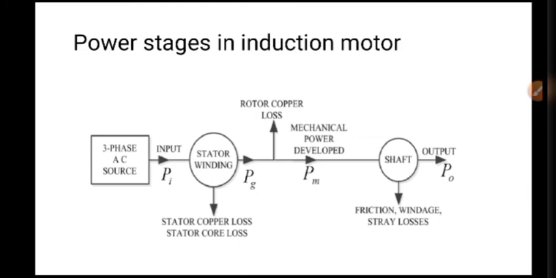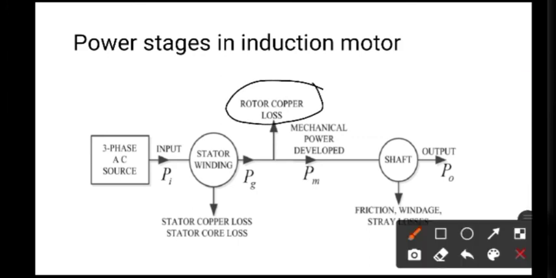The rotor conductor has resistance. When current flows through the rotor conductor, I square R loss takes place and it is known as rotor copper loss. Now, some amount of the power is wasted in the rotor copper loss and the remaining power is converted into mechanical energy. After that, frictional and windage loss takes place, and after this loss is overcome, the remaining power is available to the shaft of the motor. So this is the power stage in the induction motor.